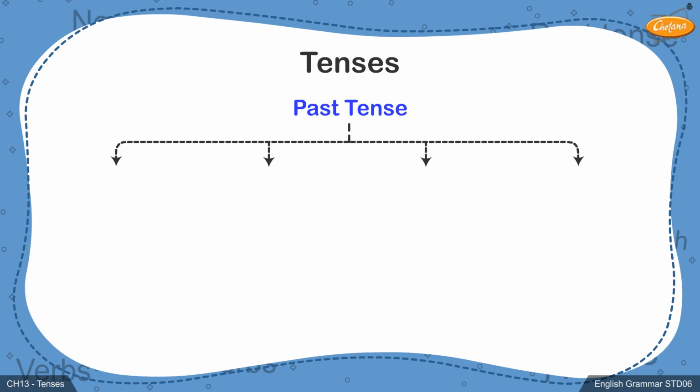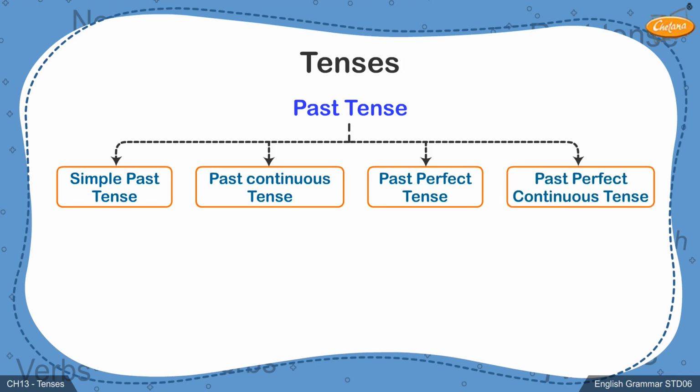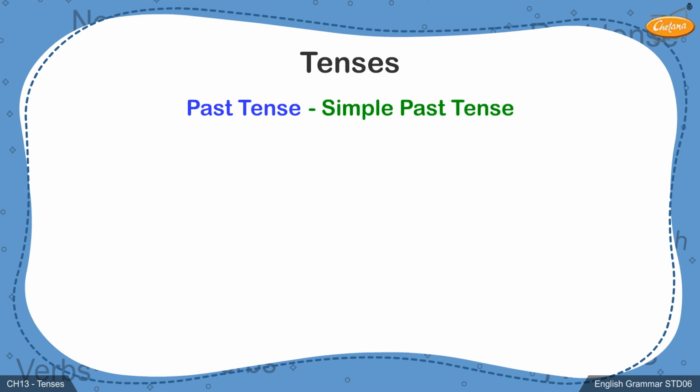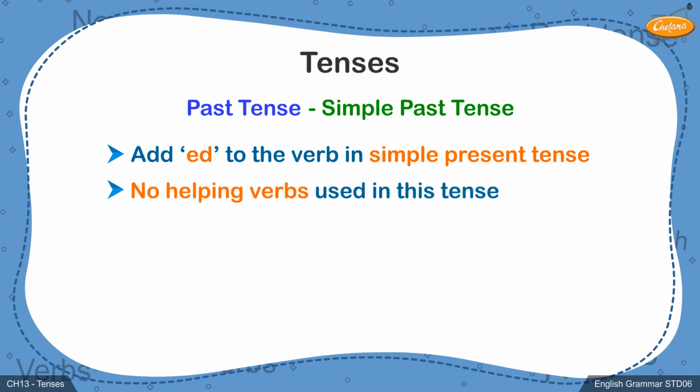The four aspects are: 1. Simple past tense. 2. Past continuous. 3. Past perfect tense. 4. Past perfect continuous tense. A simple past tense verb is formed by simply adding an ed to the simple present tense verb. There are no helping verbs used in this tense.